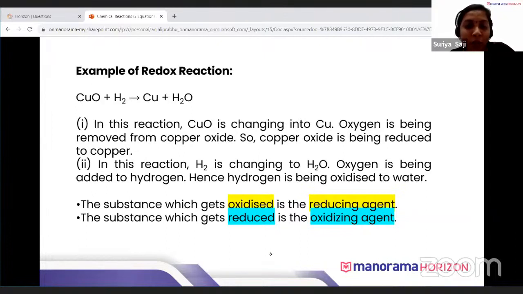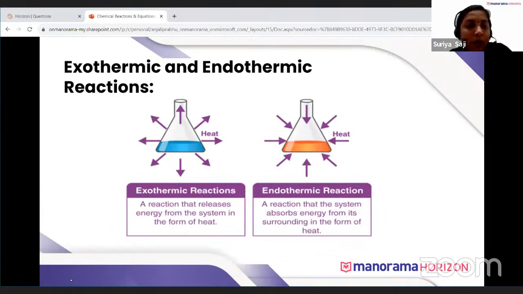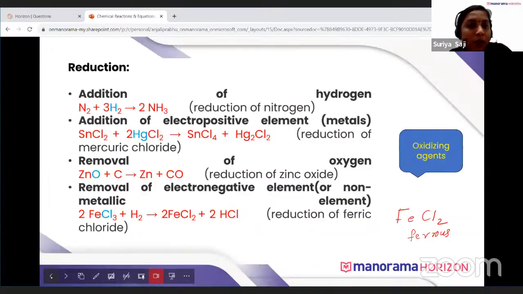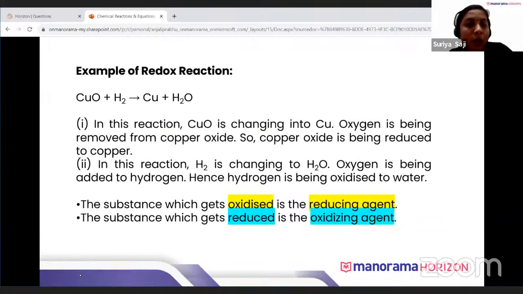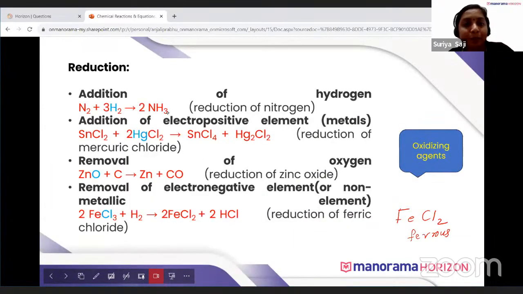Then we can answer all the questions we get this way. We will surely get questions on examples of reduction reactions. We have seen so many reduction reactions, and we have discussed all these reactions now. These are all examples of reduction reactions. See this slide. Here N2 plus 3H2 gives 2NH3. That is a reduction reaction. Similarly, if you are adding an electropositive element, that is a reduction reaction. These are the examples of reduction reactions.